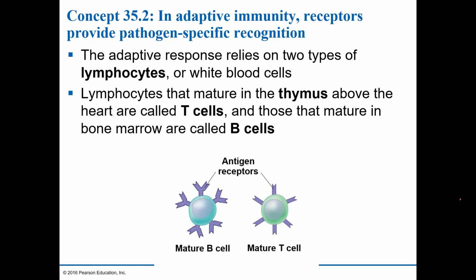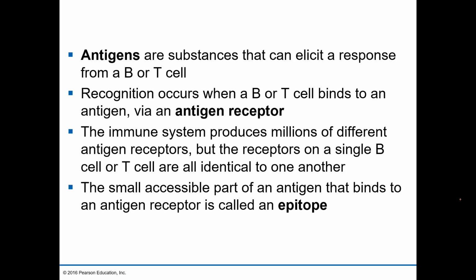So lymphocytes or white blood cells that mature in the thymus above the heart are called T cells, and those that mature in the bone marrow are called B cells. So these are the two types of lymphocytes. One is made above the heart and one is made in the bone marrow, T cell and B cell. Antigens are substances that can elicit a response from a B or a T cell.